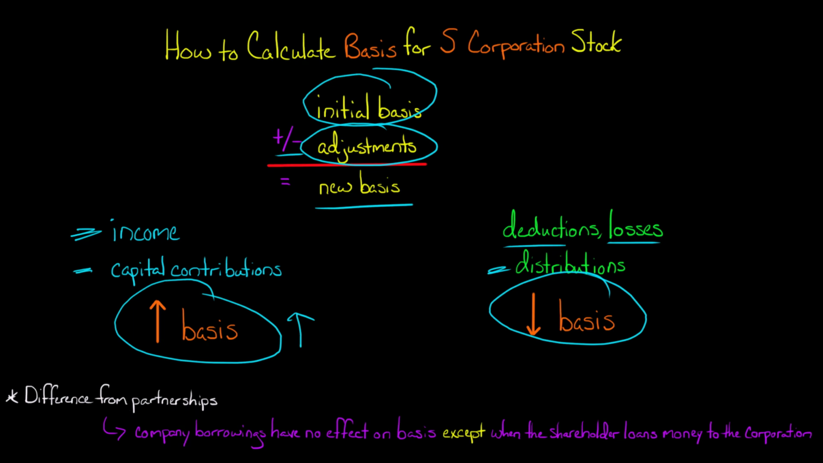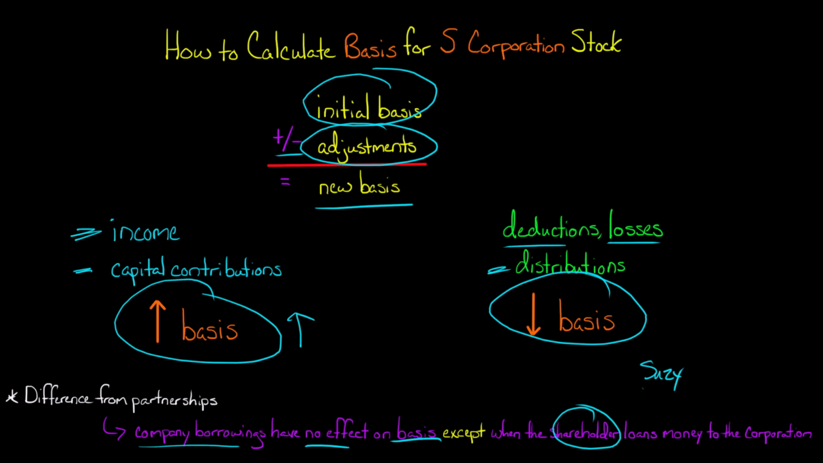When it comes to S corps, company borrowings, and by company borrowings I mean if the S corp were to go out and borrow $2 million from Bank of America, company borrowings have no effect on the shareholder's basis. The only exception is if the shareholder themselves, so let's say we have a shareholder named Susie, Susie goes and loans money to the S corporation.